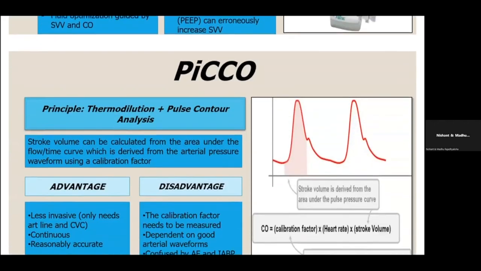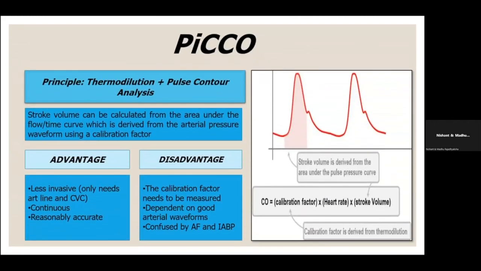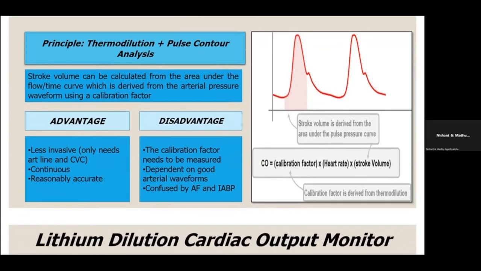The pulse index continuous cardiac output monitor, that is PiCCO, utilizes the principles of thermodilution and pulse contour analysis. It requires a specific PiCCO pressure transducer validated for optimized pulse contour analysis. This favors continuous monitoring of cardiac output.